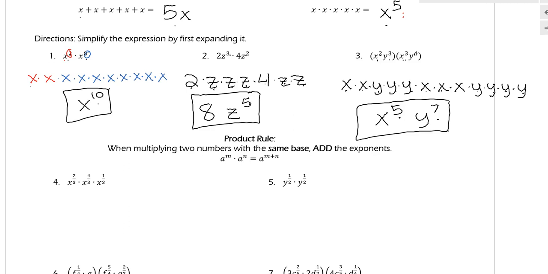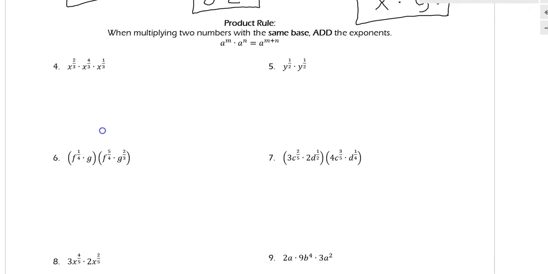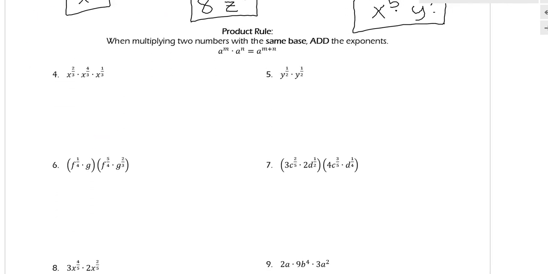Why does this rule help us? Why can't we just write it out forever? First, it's faster. Second, when you don't have whole numbers, when we have fractions, I don't know how to write 2/3 of an x. So it really helps us with these fractions when we no longer can write it out. That rule still holds. I'm just going to be adding those exponents.